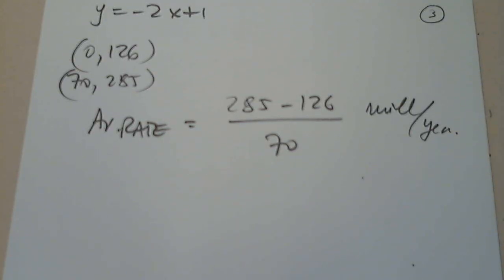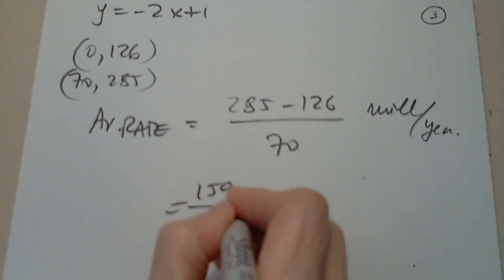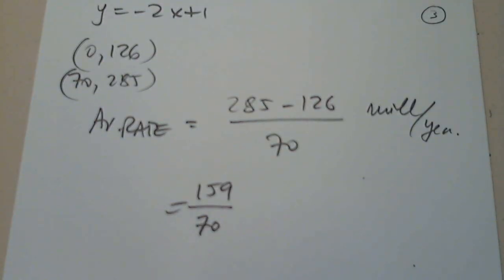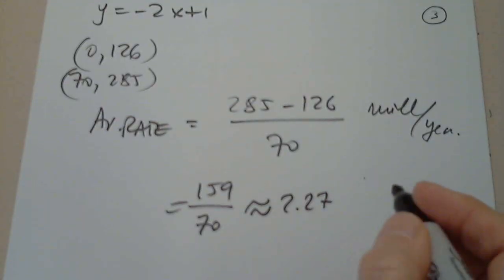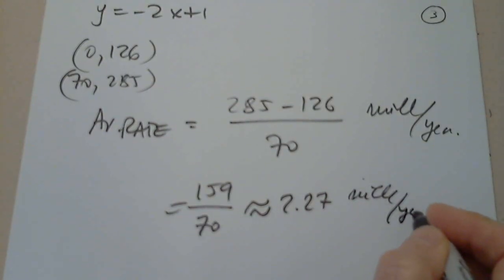Now, if they want the exact answer, that's a different story. Then I have to just perform 285 minus 126, so I get 159 divided by 70. But if they want the approximation, 2.27 millions per year. So now let's see what they want. Round to the nearest hundredth, of course. So I'm going to enter 2.27.